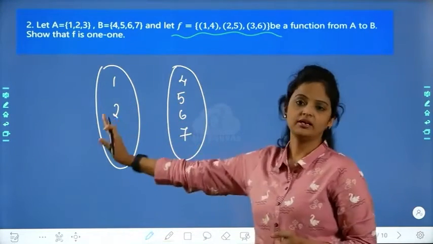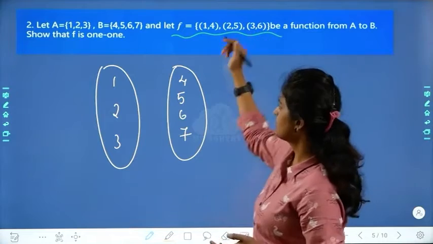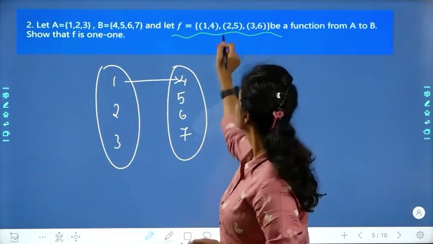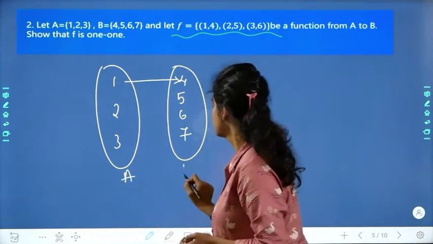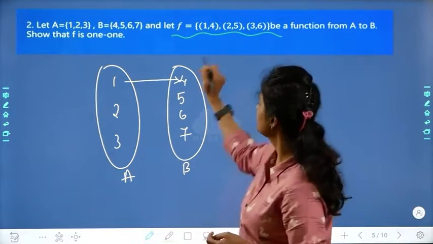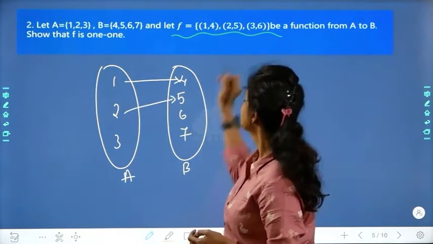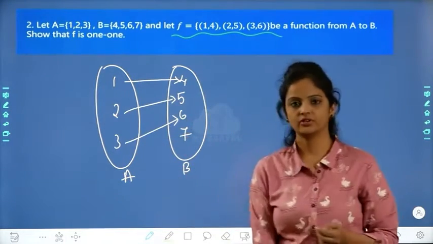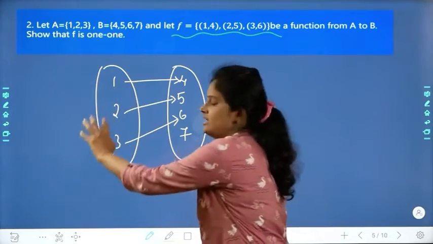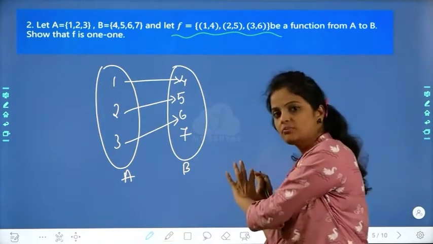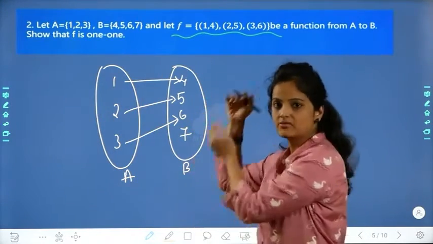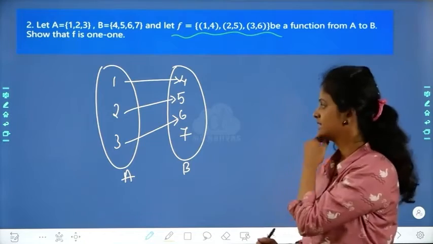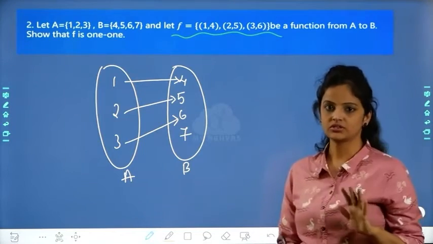See, this is the domain and codomain part. Now see the mapping. This is set A and this is set B and the function is f. 1 is mapped with 4, 2 is mapped with 5, 3 is mapped with 6. Okay. Now one element is mapped to one element properly. All different elements are mapped with a different element. So I can tell that f is a 1, 1 function, right?